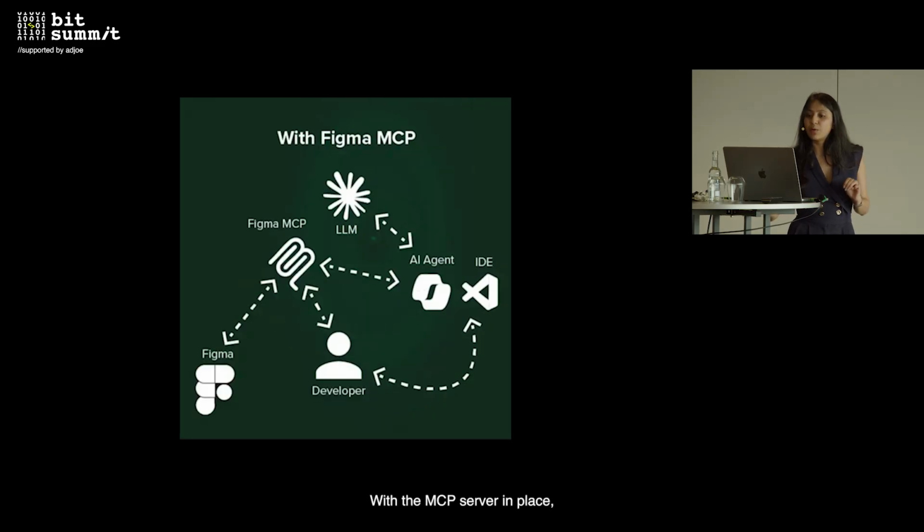With the MCP server in place, we are kind of eliminating the developer from this entire flow. So now you have the MCP server directly talking to your Figma file, where it intelligently looks at the layer in the Figma file, gives it to the IDE, and the IDE can just talk to the LLM now.